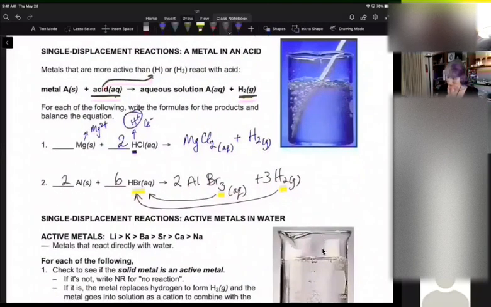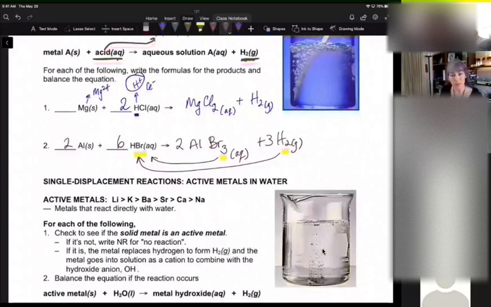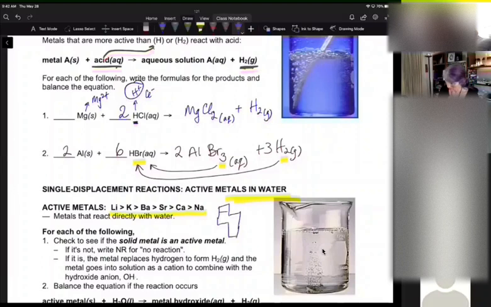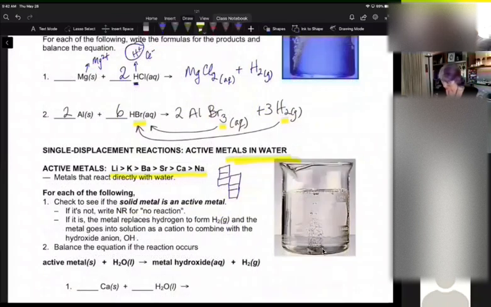Okay. We have another type of single displacement, and that is when instead of an acid, we're going to use water. And the only ones that react with water are the active metals. Again, the ones that are on this part of the periodic table. Those react with water, and they produce a basic solution. That's why they're called alkali metals and alkaline earth metals. They produce the base. They still form H2 gas from that water.